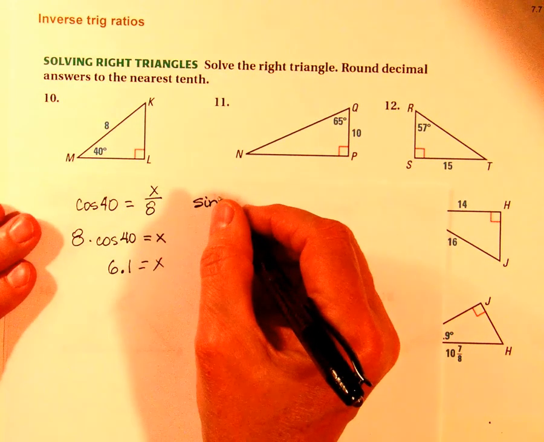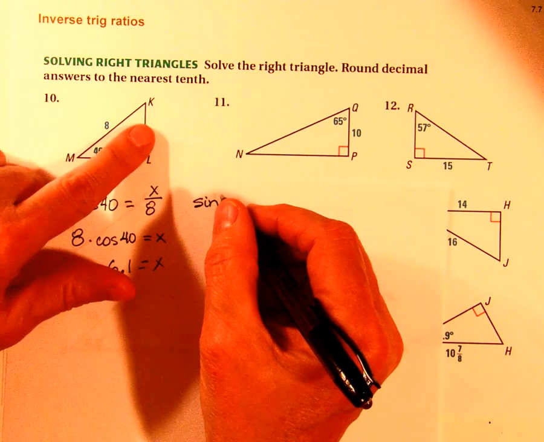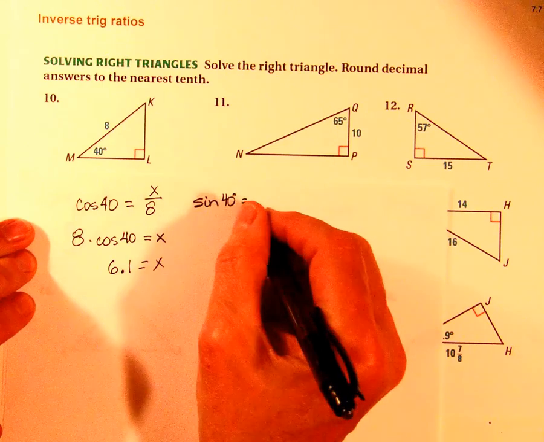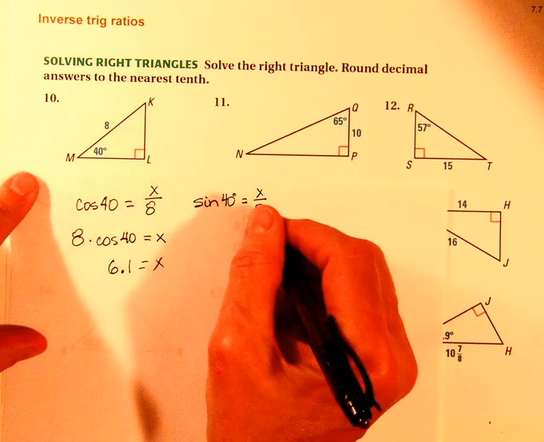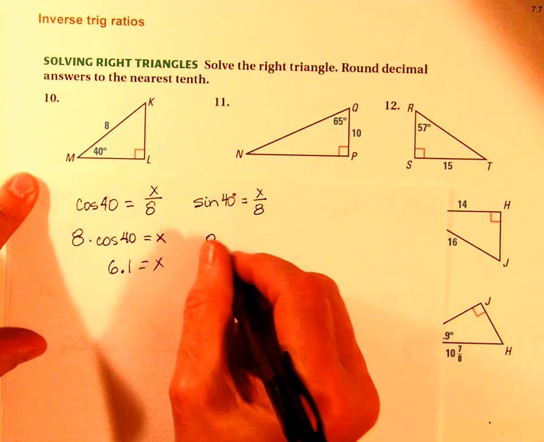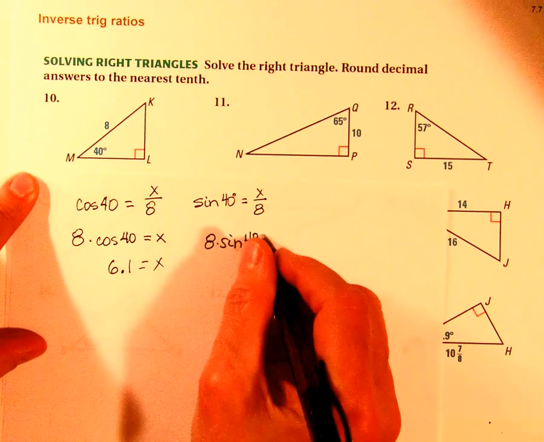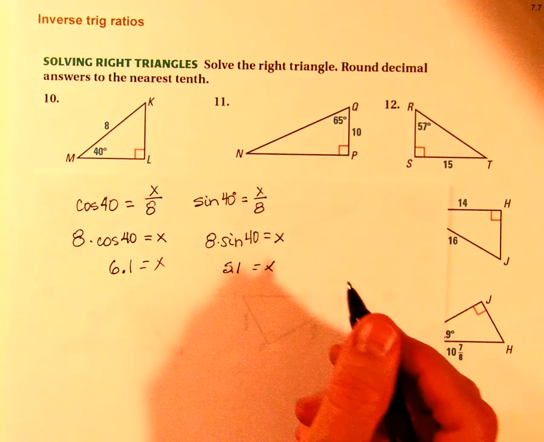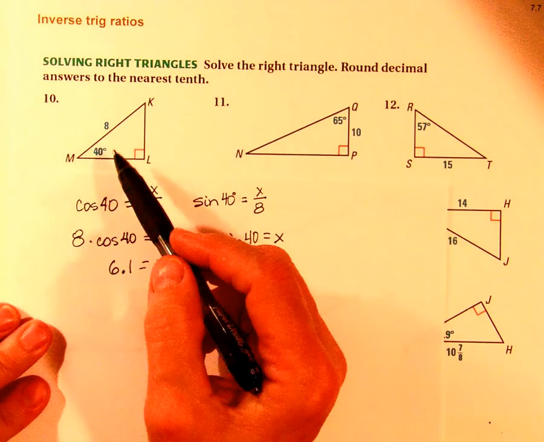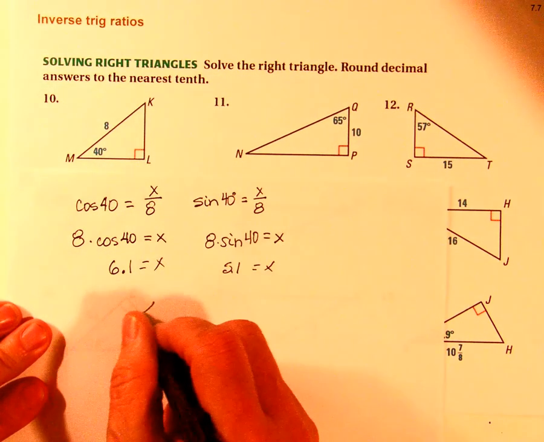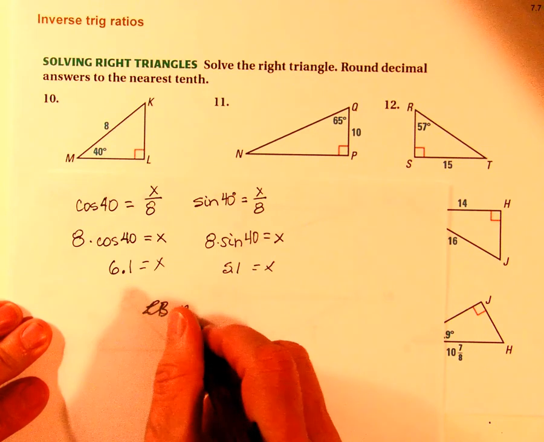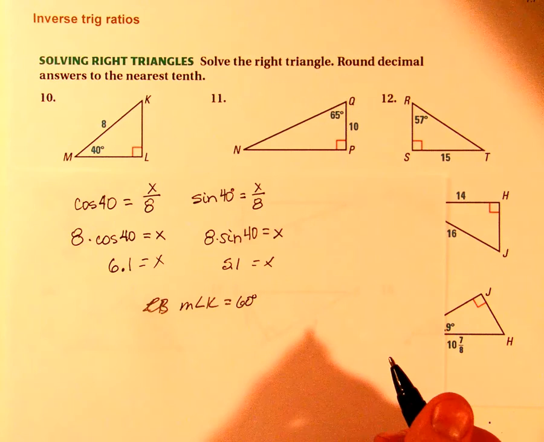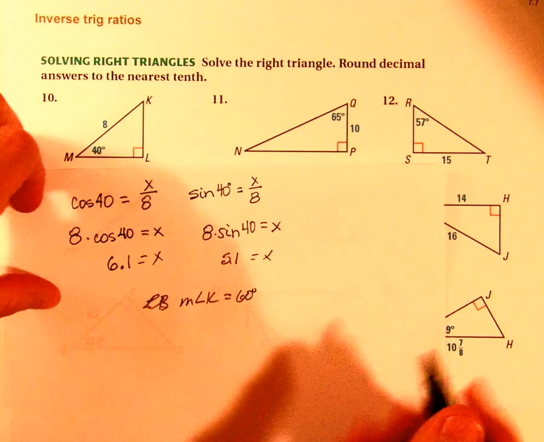all the sides right. So the sine, which is the opposite over the hypotenuse, the sine of 40 degrees would be don't know over 8. Solve for it, it'll be 8 times the sine of 40 equals x, and x will be approximately 5.1. How do you get the angle? Well, they got to add up to 180, so the measure of angle K must be 60 degrees. Okay. You've now solved the triangle. You found all the sides and all the angles.